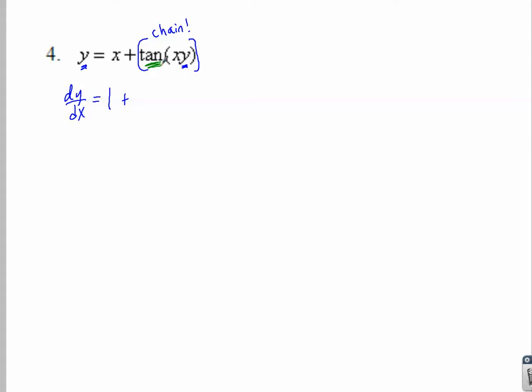First, the derivative of the outer function, secant squared. Don't touch the inner function. Then, the derivative of the inside function, xy, x times y. The derivative of that is using a product rule.